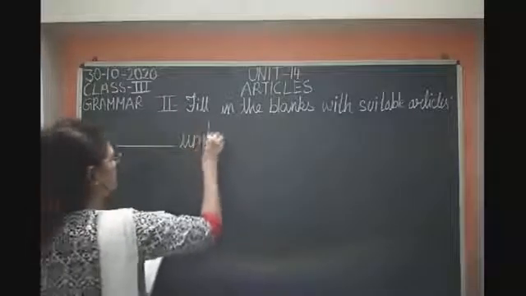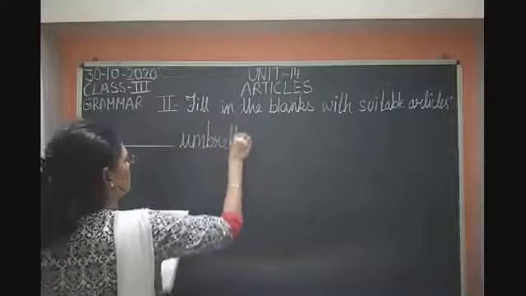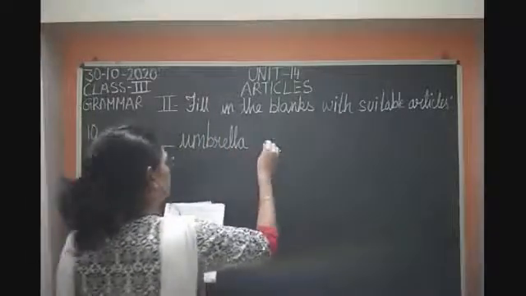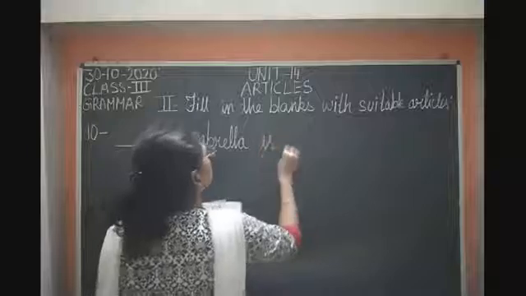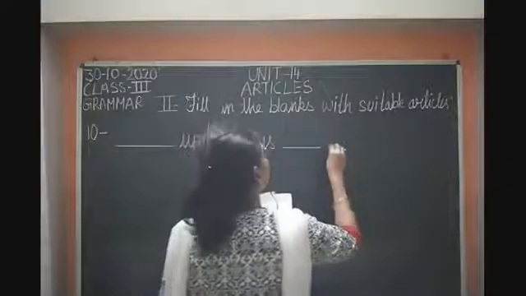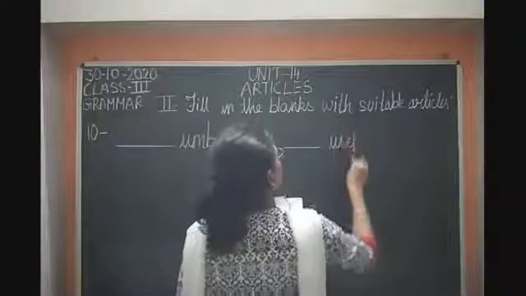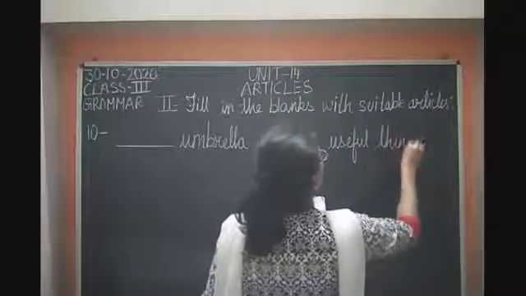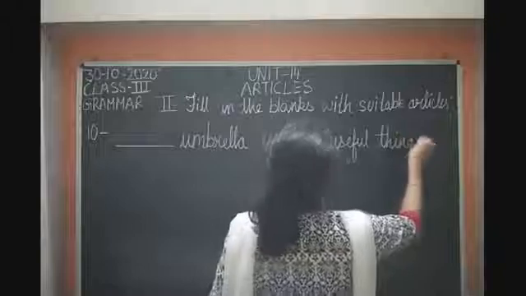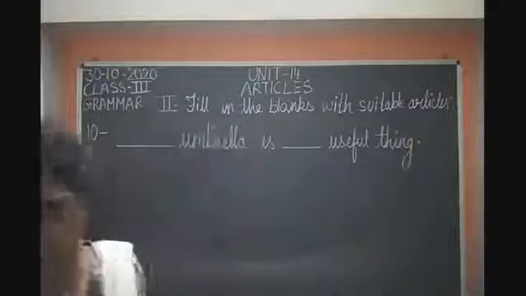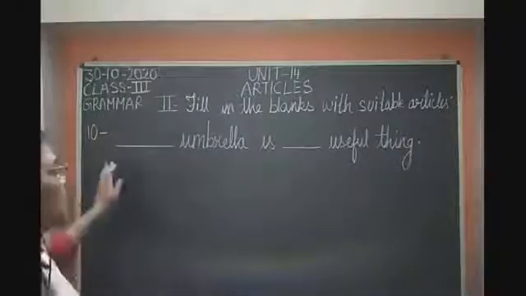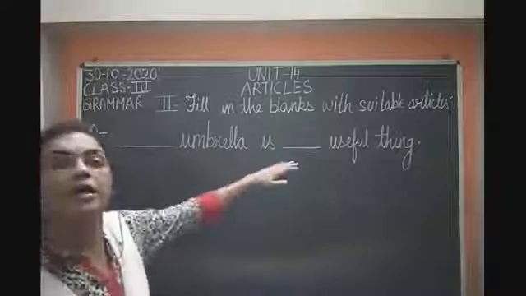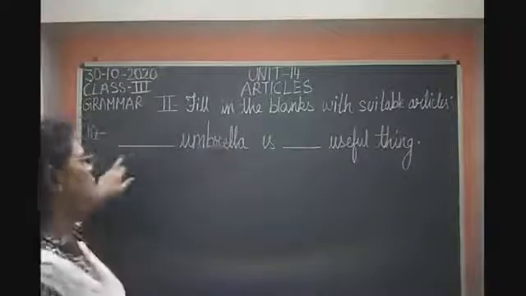The 10th one. Dash umbrella is dash useful thing. Now, our 10th sentence: dash umbrella is dash useful thing.